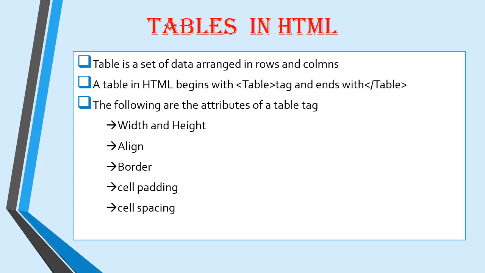So they are height and width, which are used to specify the width and height of the table. That means the maximum width and height a table can have. And next is alignment. Alignment you know already. That means where the table should be placed. Here we can have three types of alignment: center, left or right.